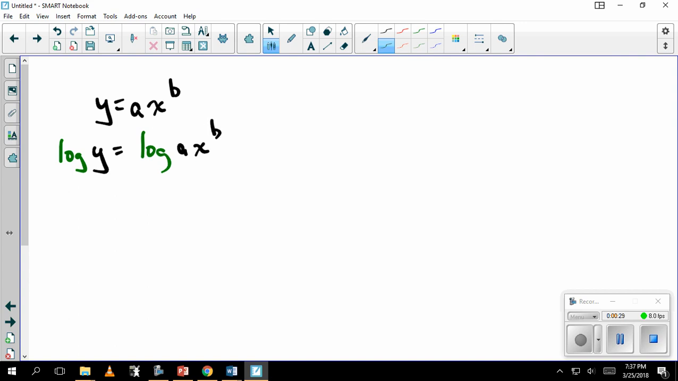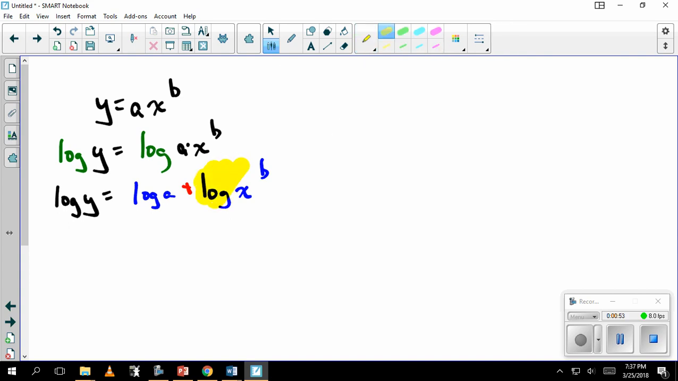Now one of the rules of logs says if I have two things that are multiplied together like that, then I can just separate them into the log of a plus the log of x to the b. Just separate them like that. And then I can work with this part here to get this. So now I've got the log of y equals the log of a plus b log of x. And all I've done there is just apply some log rules again for no reason that's readily apparent.